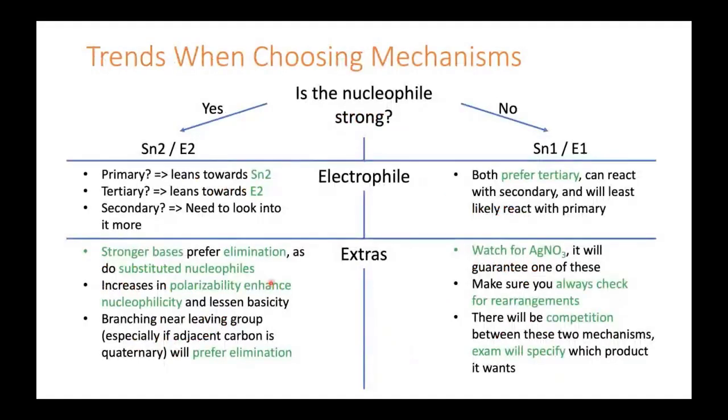All right, so trends when choosing mechanisms. There are a lot of different ways to go about choosing mechanisms, but the way that I've found mostly easiest is to first ask yourself the question, is the nucleophile strong? Knowing your nucleophile strengths, and what affects them, is critical. And asking yourself if it's strong can almost always instantly put you in the SN2/E2 versus SN1/E1 category.